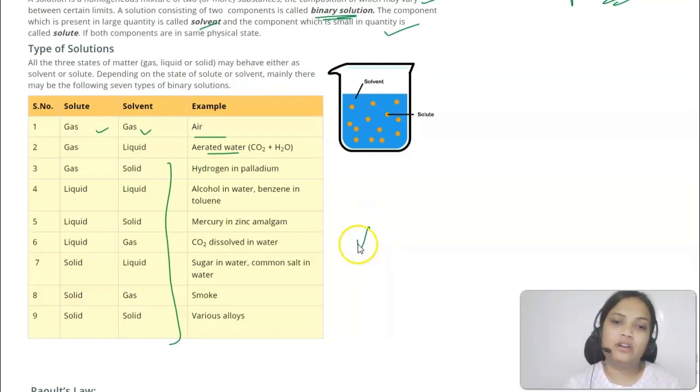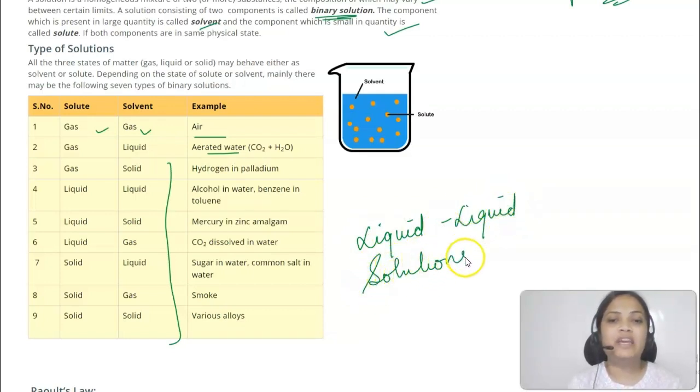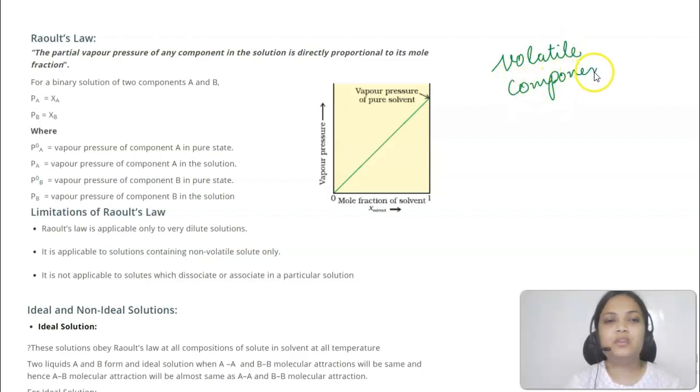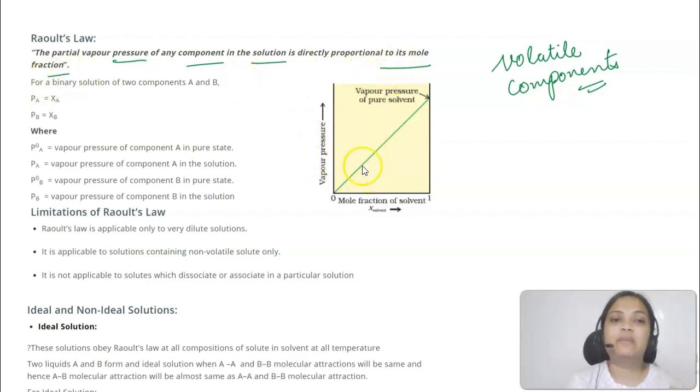If I talk about liquid solutions, we have studied a very important law, that was Raoult's law. So this Raoult's law is forming the basis of many things in this case. It says that whenever we are having any solution in which there are two or more than two volatile components, in that case, the partial vapor pressure of any component in the solution is directly proportional to the mole fraction.